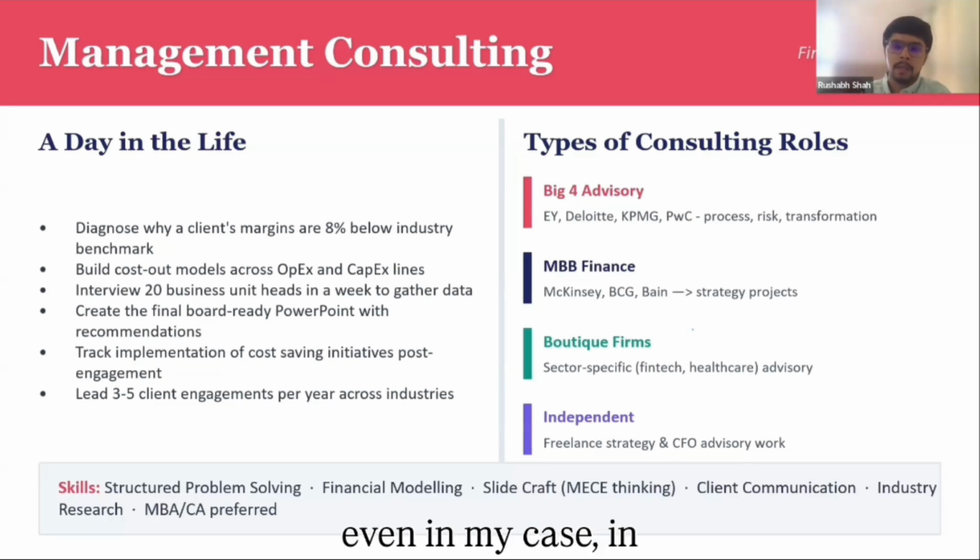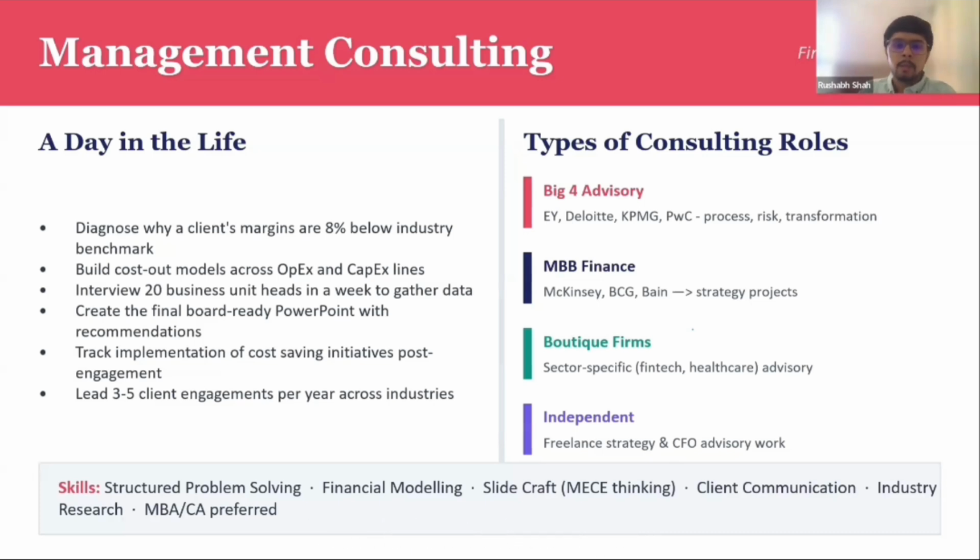Because even in my case, in a lot of our clients, we do a lot of management consulting work, which gives a client an added advantage that they are not just finance advisors but business advisors as well. Skills: structured problem solving. As I mentioned, you are solving a particular problem, so you need to understand the problem and structure it appropriately. Financial modeling, as usual, will apply. Slide craft, basically MECE thinking.